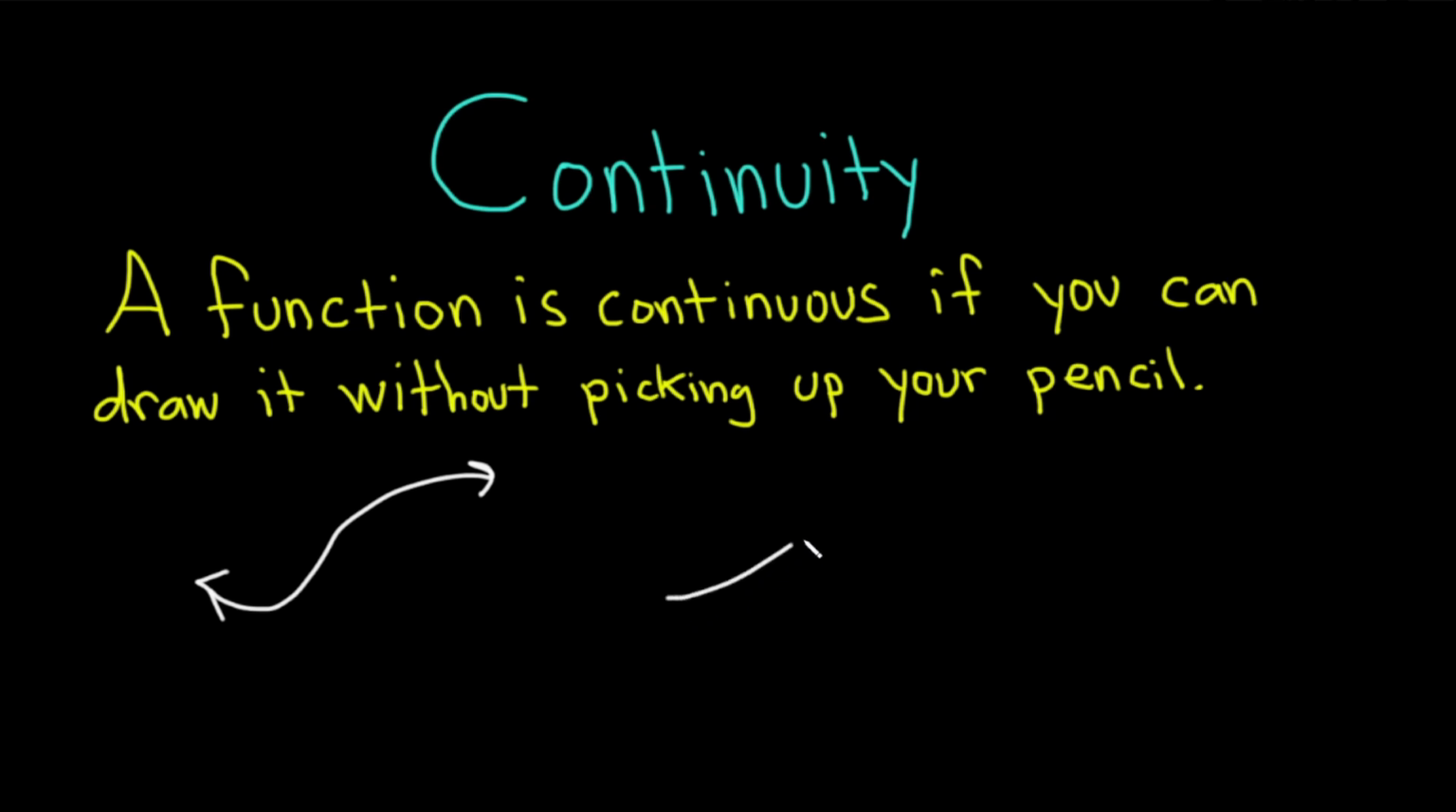Whereas if I did something like this, the function would not be continuous at this particular x value. For example, if this is the y-axis and this is the x-axis, and maybe this is 2, then we would say the function is not continuous at 2. So continuous basically means you can draw it without picking up your pencil. Not continuous means it has some type of hole or break in the graph.